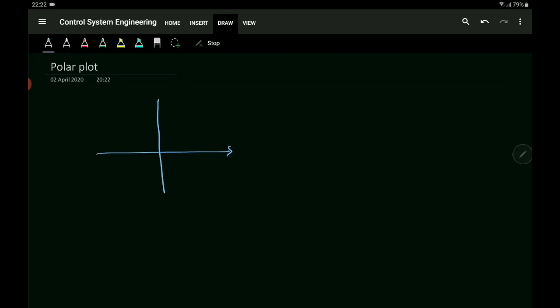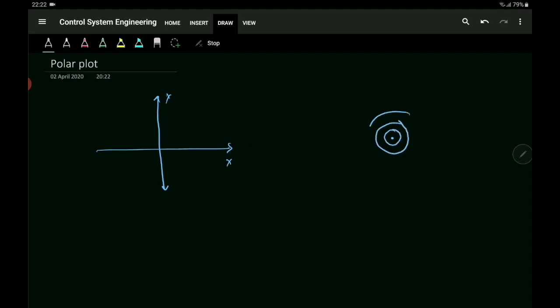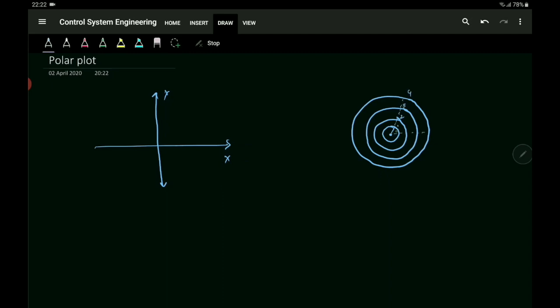We have studied different kinds of coordinate systems. One is the Cartesian coordinate system and the other is the polar coordinate system. In polar coordinates, we have circles of different radius and different angles. So these look like this.